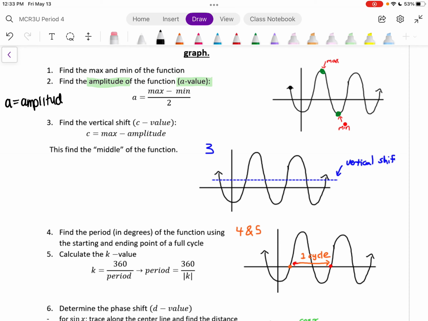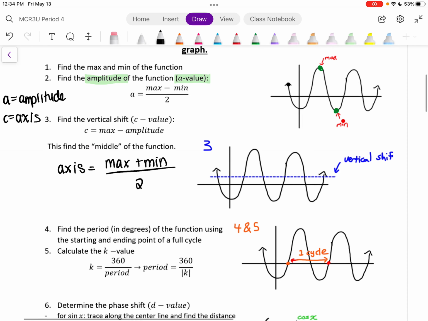amplitude, right? C is your axis, right? So that's your vertical shift, right? That's really easy. What we do to find the axis is either take the max minus the amplitude. That helps you find the middle of a function. Or you can do the normal formula that we were doing before, max plus min divided by 2. Both of these will get you your axis. Just sometimes you don't have the min, you only get the max value. So you can do max minus amplitude in order to get that.